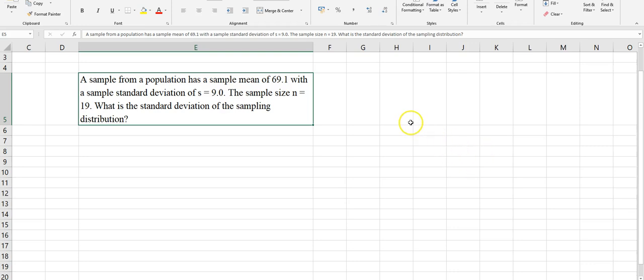In this question, we have a sample. We have taken a sample from a population, and this population has a certain mean, and we have a certain sample mean. And we also find that we have a standard deviation of our sample, which is 9.0, and the sample size is n equals 9. And we are asked to find out what is the sample standard deviation of the sampling distribution. Now, what does that actually mean?